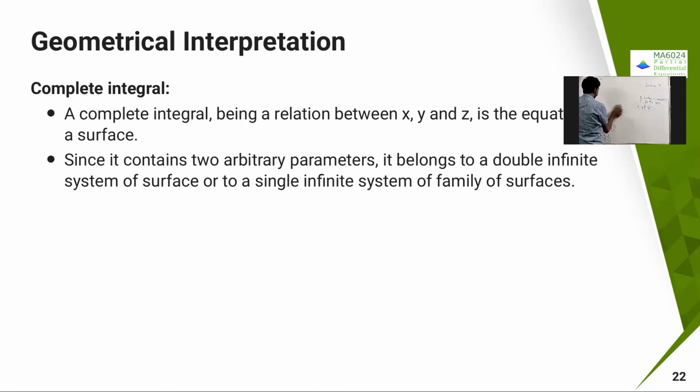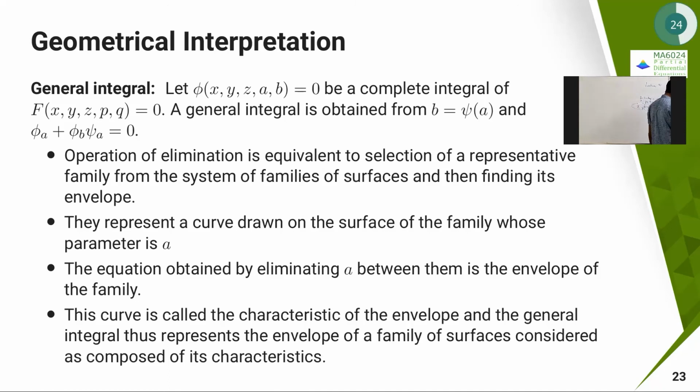Same thing. As I have mentioned in the ODE, you are going to have an infinite number of curves. Here you are going to get an infinite number of surfaces, and that is also going to be varying with two parameters. That is why it is called a double infinite system of surfaces, or a single infinite system of family of surfaces you are going to get. This is the geometric interpretation.